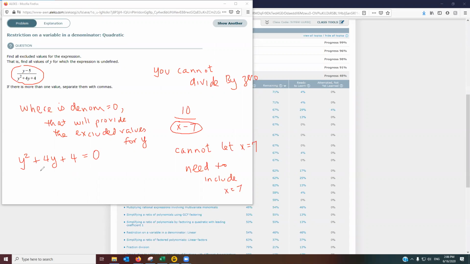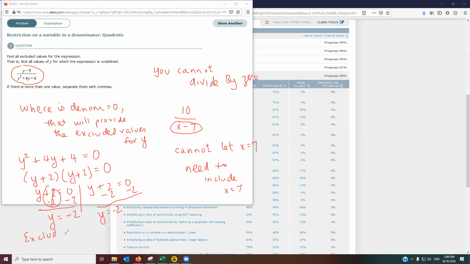Well, this is a quadratic equation. You might remember we've done this in the previous objective. So I'm going to factor this left side. And if I factor this, it's y plus 2 times y plus 2 equals 0. Then you set each one of these factors separately equal to 0. If I do that, I'll subtract 2 from both sides. That gets me y equal negative 2. Of course, over here, I'm going to get the same answer. So this is y equal negative 2. So this is the excluded value.